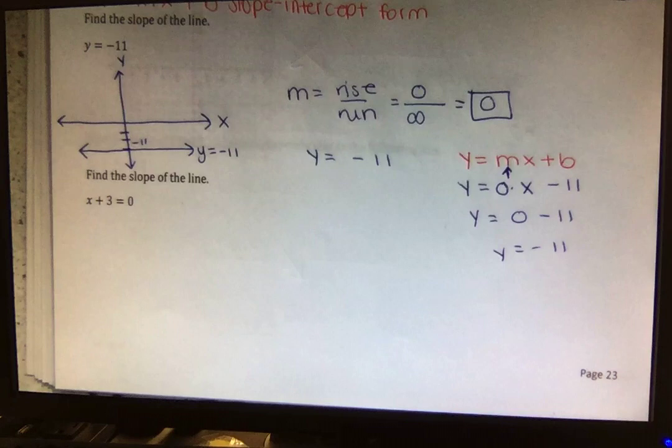So similar to the first one, what would this graph look like? Vertical. Vertical, good. Vertical, going through x equals -3. So for this one, what is our rise? Infinity. Right, infinity, it's going on forever, up and down. Run, going left and right, is 0. Infinity, any number divided by 0 is undefined.